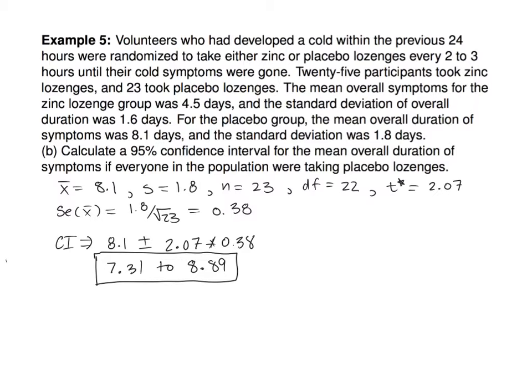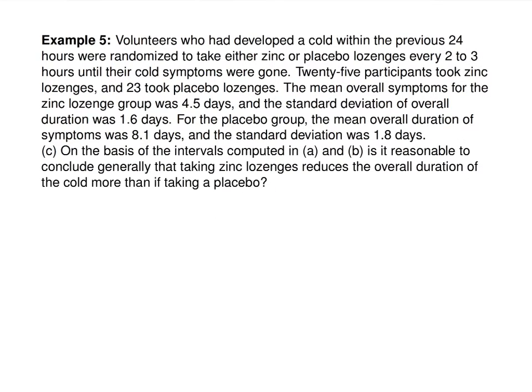Do you notice anything about those intervals? They don't contain any of this. They don't overlap, do they? No. One goes from 3.84 to 5.16, and one goes from 7.31 to 8.89. So the means are actually different then? Yeah, that's kind of what this next question is saying.